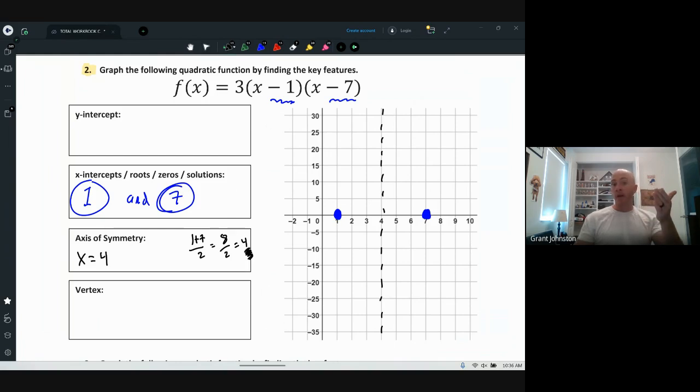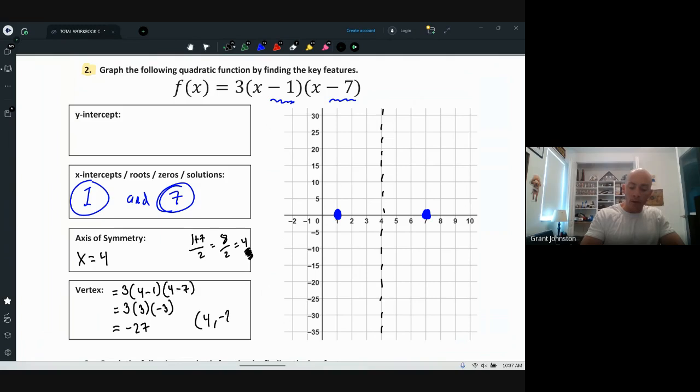To find the vertex, remember the vertex is on the axis of symmetry. So we can substitute 4 in for x in the equation to find the y coordinate of the vertex. 4 minus 1 is 3. 4 minus 7 is negative 3. Geez, a lot of 3's here. 3 times 3 is 9. 9 times negative 3 is negative 27. So the vertex is going to be located at 4, comma, negative 27. Which would be down here.